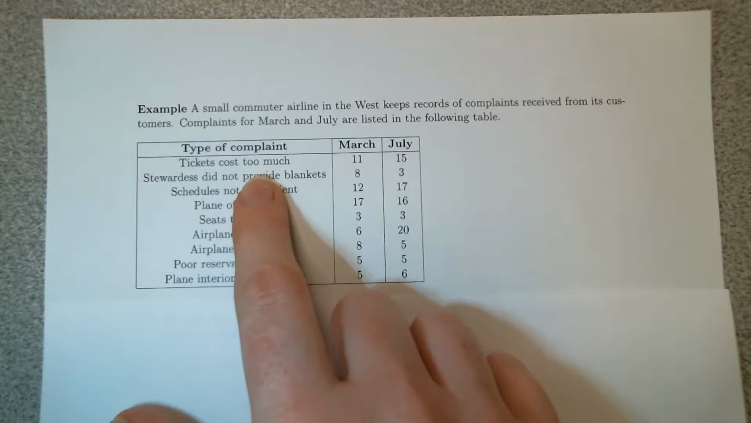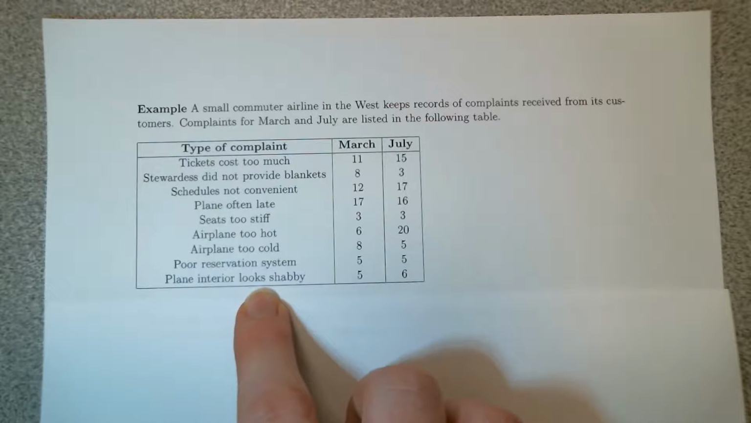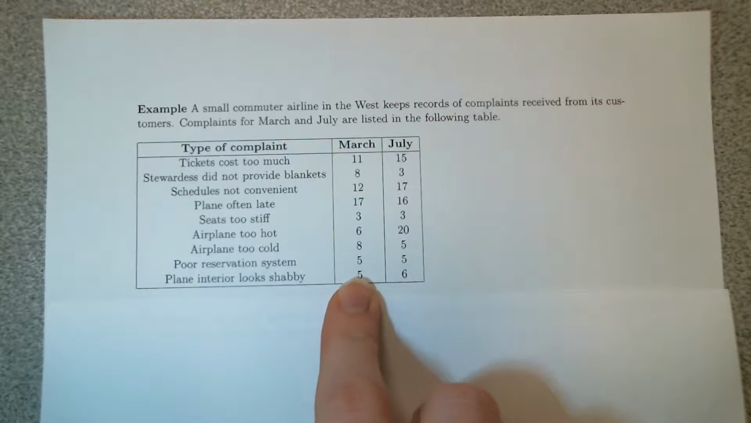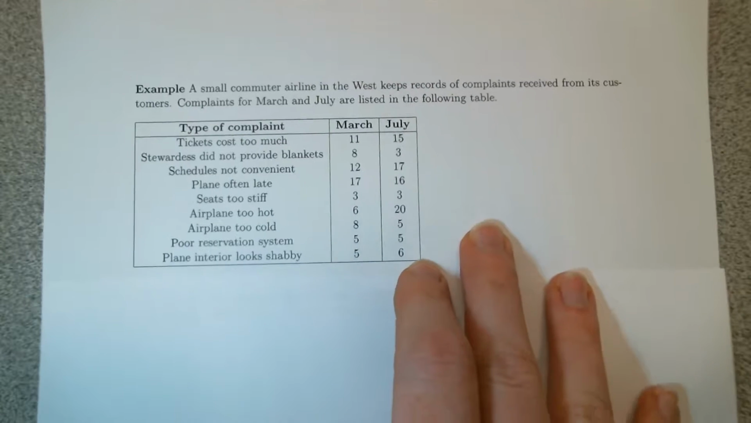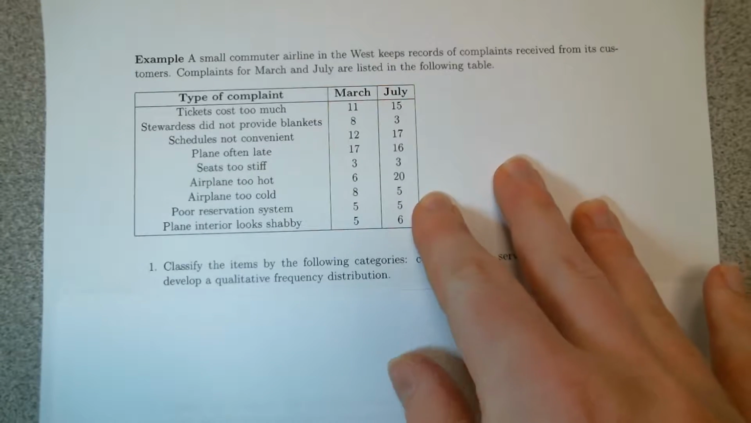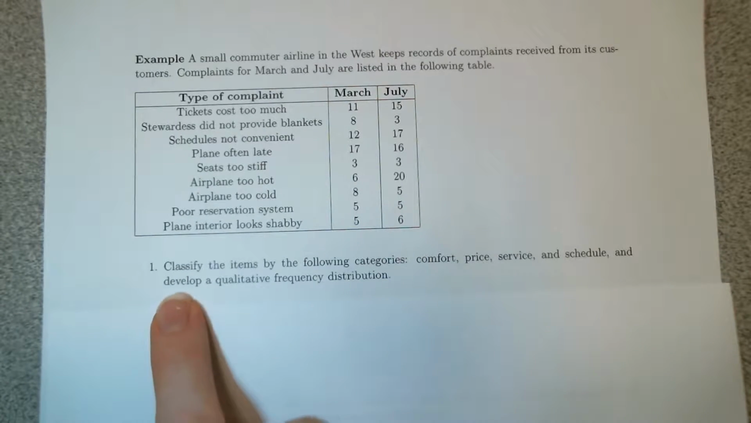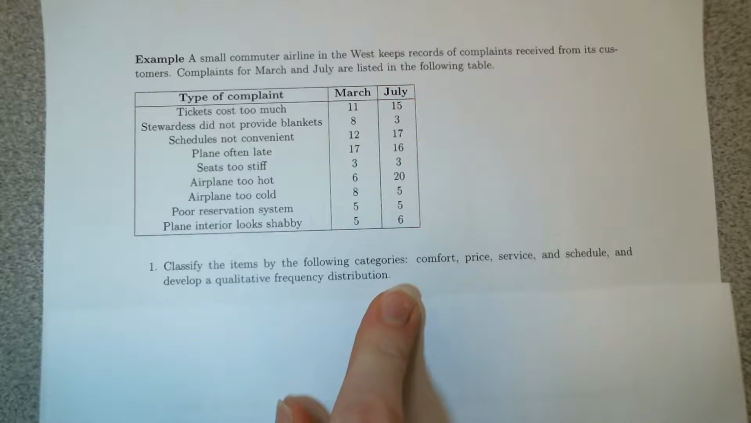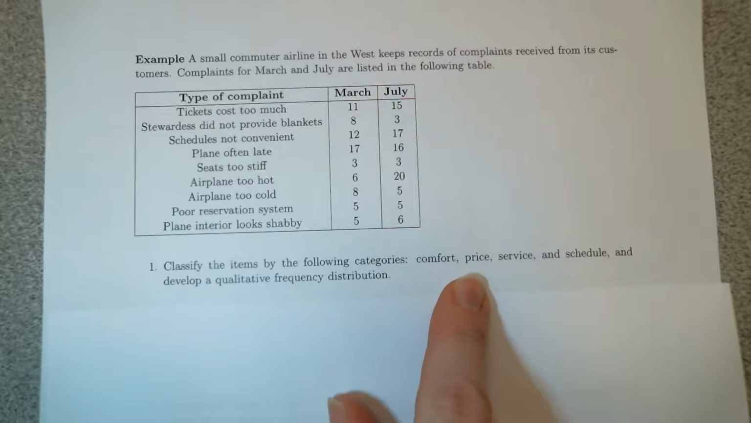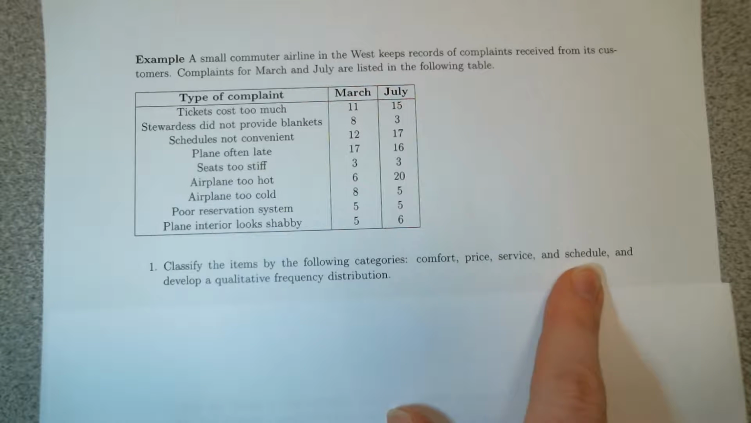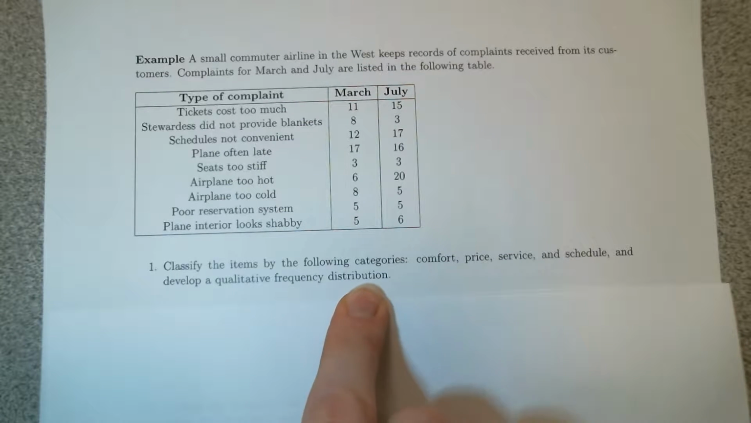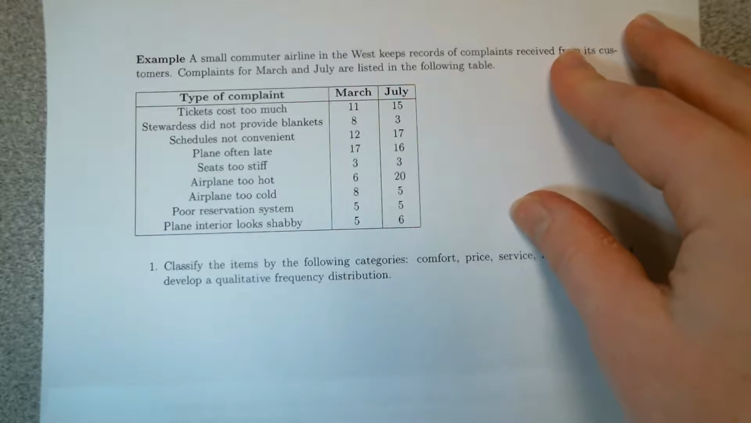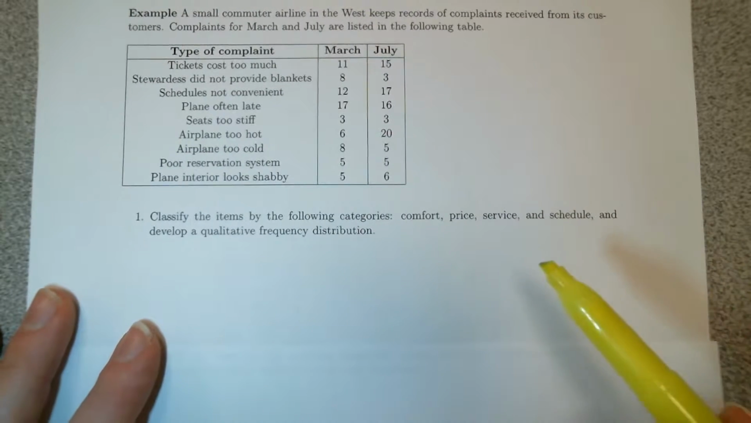And we have them listed here as to what the complaint was about, and we have the count of how many people had that complaint in each month. So what we're going to do is take this information and classify the items into 4 different categories: comfort, price, service, and schedule. And then we're going to make a qualitative frequency distribution. Okay, so comfort.